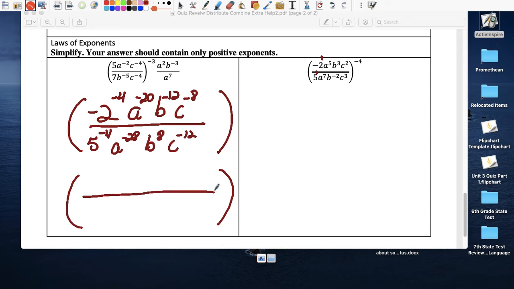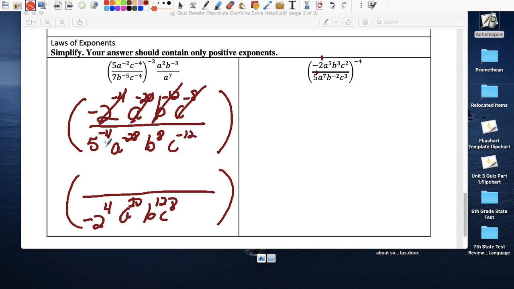Let's throw things up and down. -2 to the -4th power is going to be -2 to the 4th power. Down. A to the -20 comes down. B to the -12 comes down. And C to the -8 comes down. So all these negative exponents are now positive in the denominator.